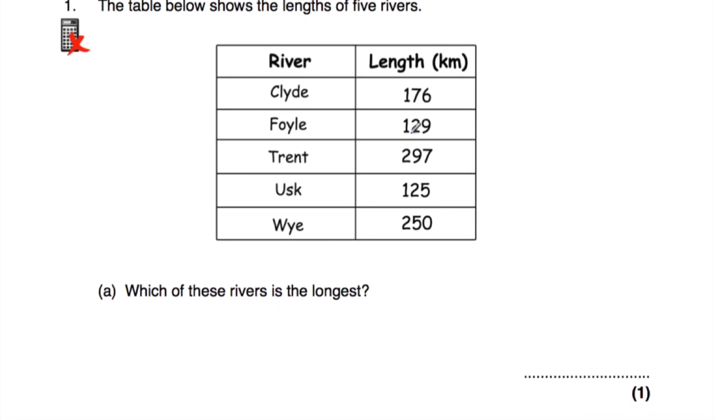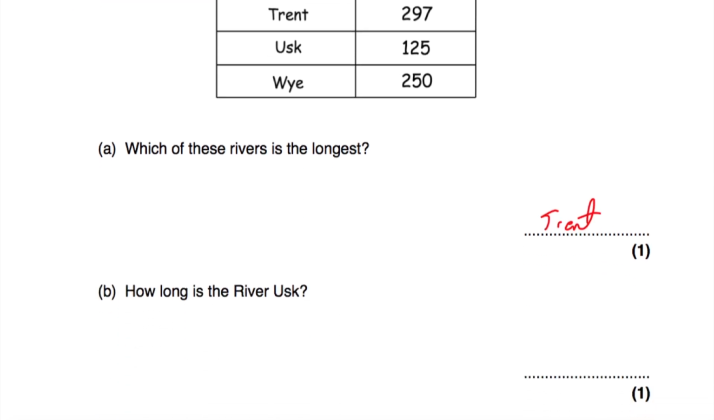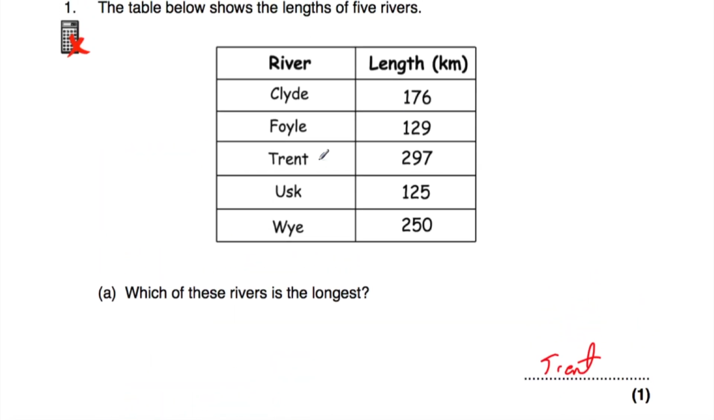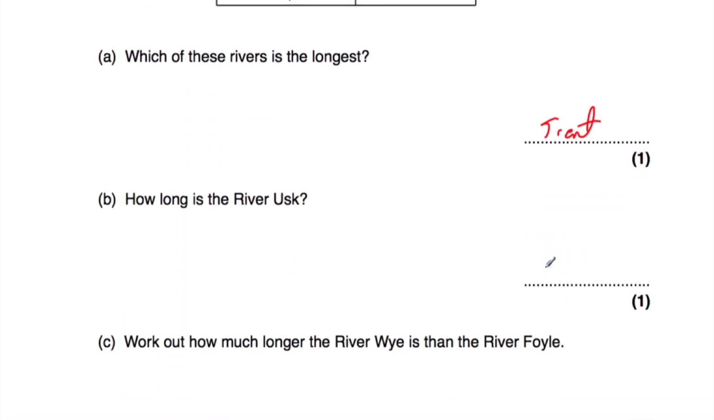The first question, part A, says which of these rivers is the longest? So if we have a look at the lengths, the longest length would be this one, 297 kilometres, and the river is the River Trent. So the River Trent. Okay, part B says how long is the River Usk? River Usk is 125 kilometres.